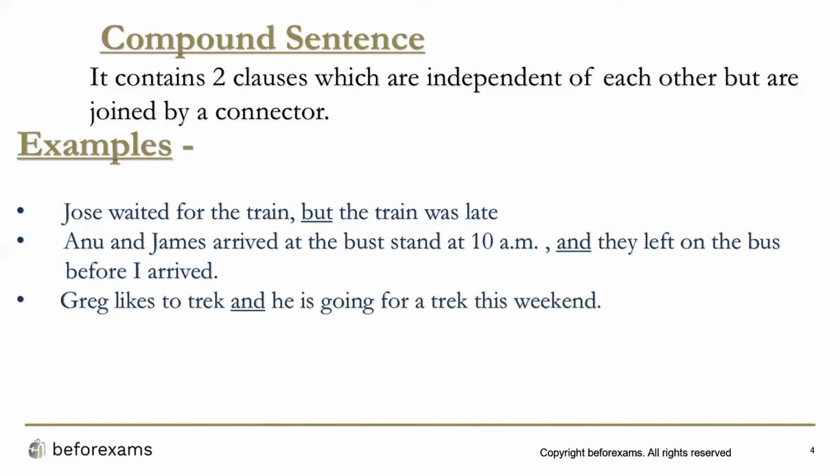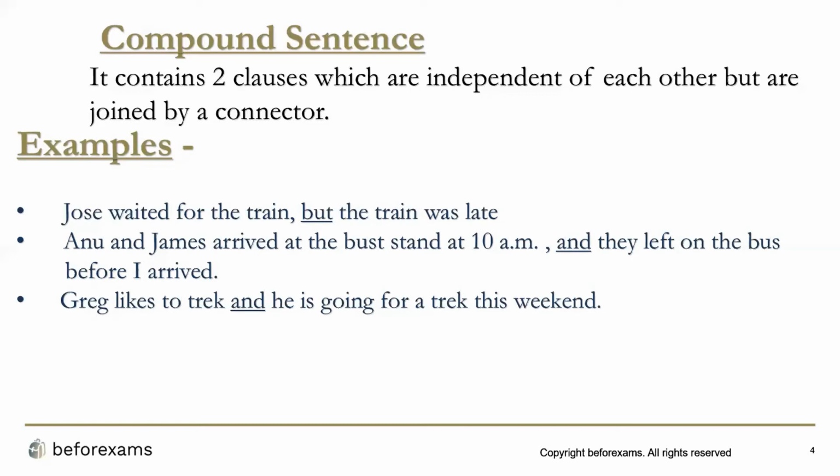Greg likes to trek and he is going for a trek this weekend. Greg likes to trek. This is a single sentence, a complete sentence. If I do not use the connector, the other part of this sentence will be complete in itself. Again, if I use he is going for a trek this weekend, and I do not use the information which is before this phrase, then this is a complete sentence in itself.